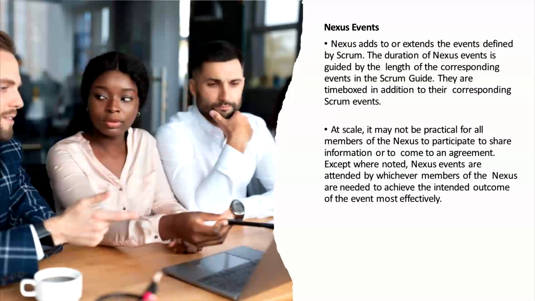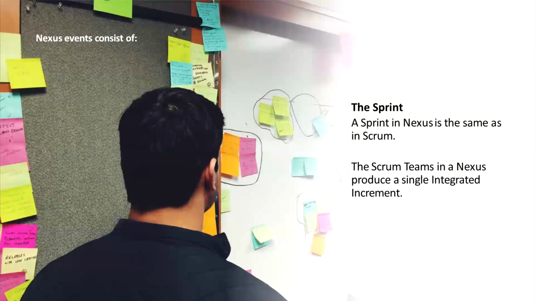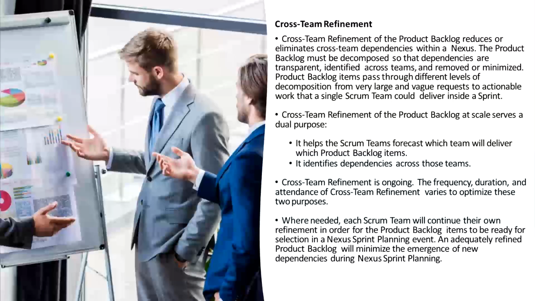Nexus events consist of the sprint, cross-team refinement, Nexus sprint planning, Nexus daily scrum, Nexus sprint review, Nexus sprint retrospective. Let's examine these one by one. The sprint. A sprint in Nexus is the same as in Scrum. The Scrum teams in a Nexus produce a single integrated increment.